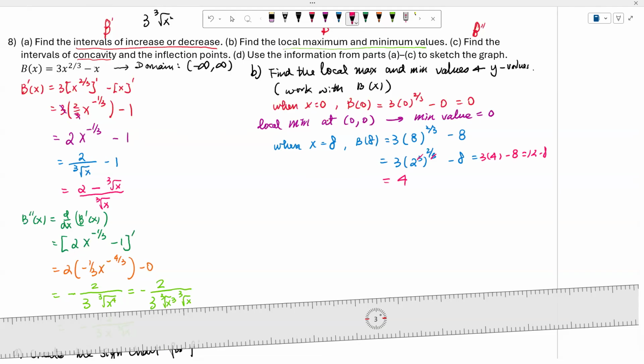And now I have my local maximum point at (8, 4). Then in this case, my maximum value is equal to 4.